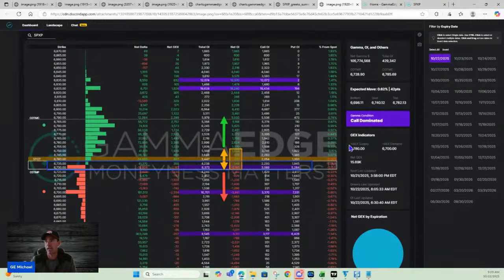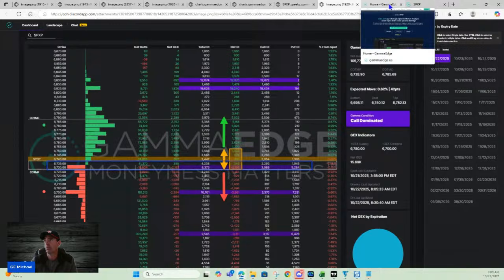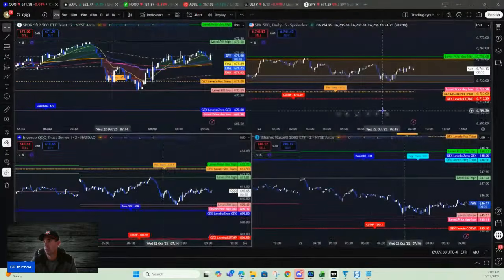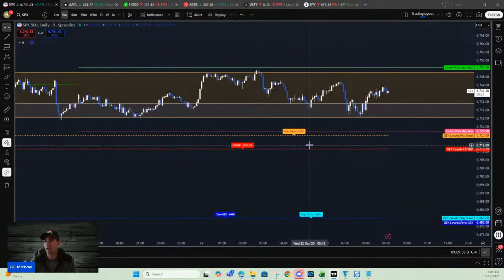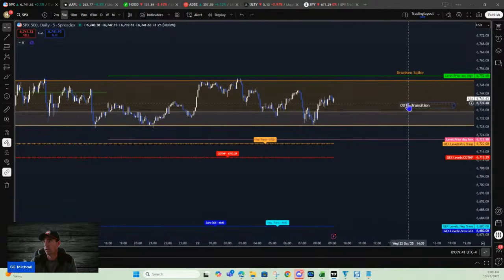Call dominated, net GEX 15,000. So again, very supportive on this overall structure heading into today. With that, we'll go over to the TradingView chart. I've already overlaid our scripts for this morning. Again, full expiry script is here that I've overlaid with the TradingView chart. And again, 0 DTE transition area, as well as our drunken sailor range, I've manually put in here.